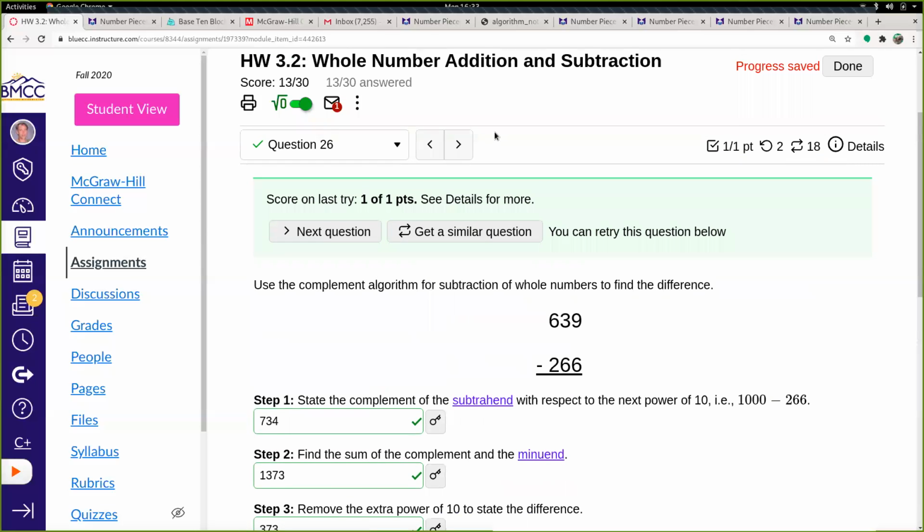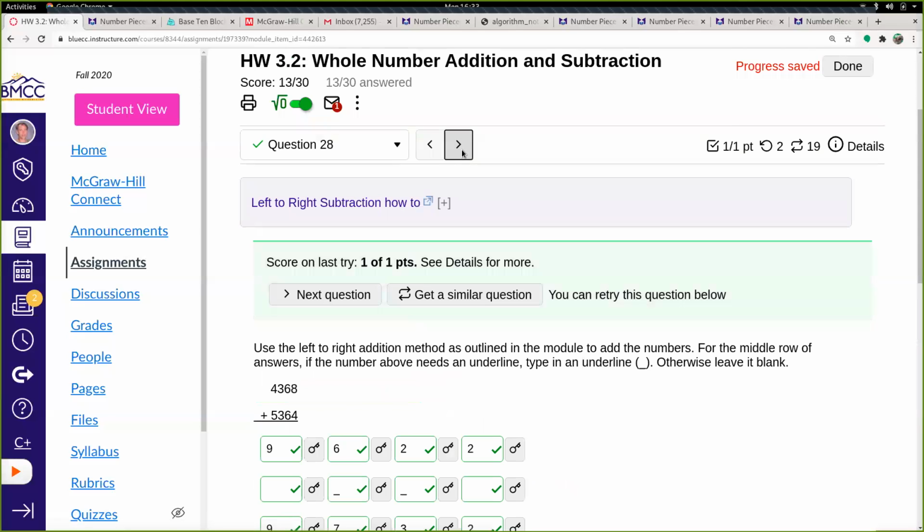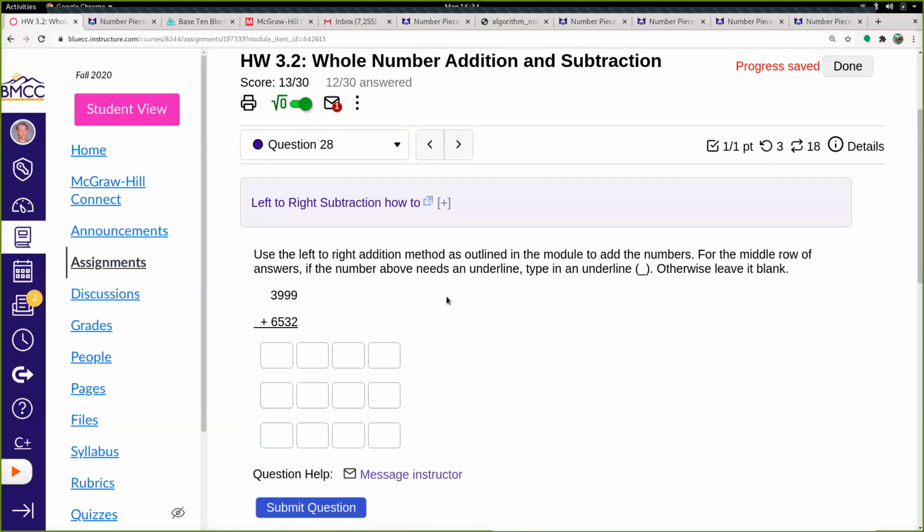All right, I think we got time for one more. It's another complement method. Okay, so this one was a little weird. This is going to do the left to right method. And I'm going to draw it on paper, and then I'm going to come back here and show you how I would put it in there. So with the left to right method, we borrow from below, and we're going to use an underline when we have to borrow from below.